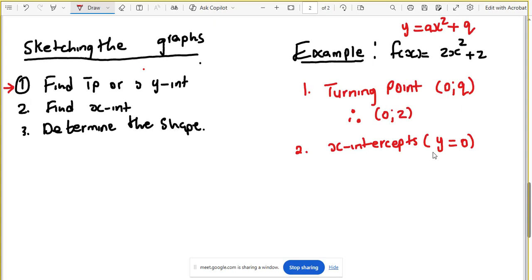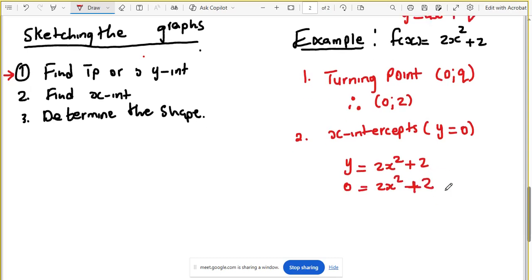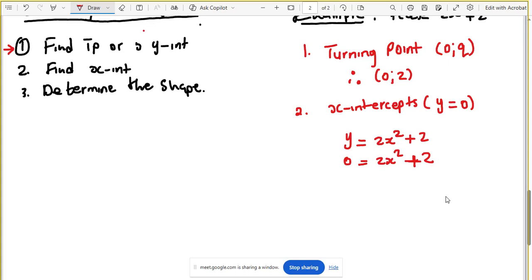You understand? Yes. So you're going to rewrite the equation and say y is equal to 2x squared plus 2, where there's y you put 0. Then you solve for x. Solving for x, this gives us minus 2. We bring the minus 2 to the other side. Therefore, this is 2x squared.